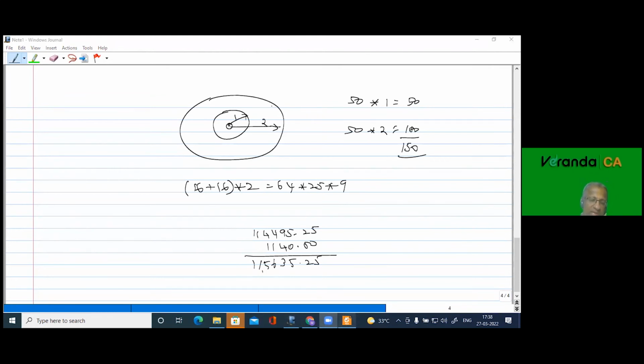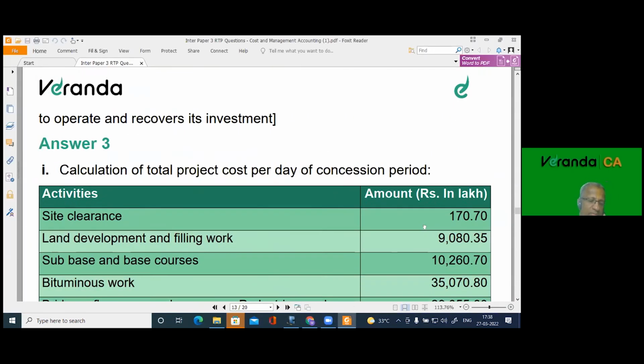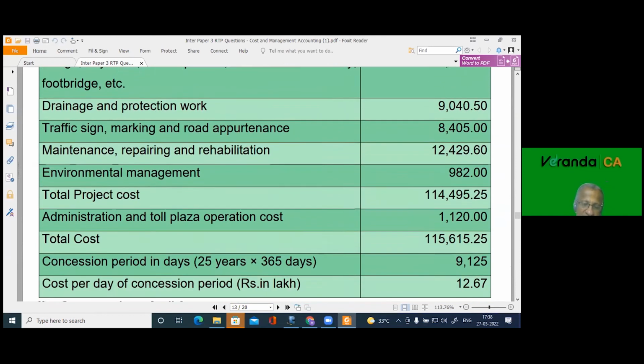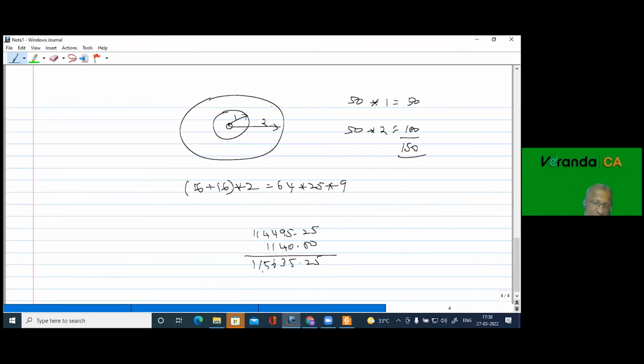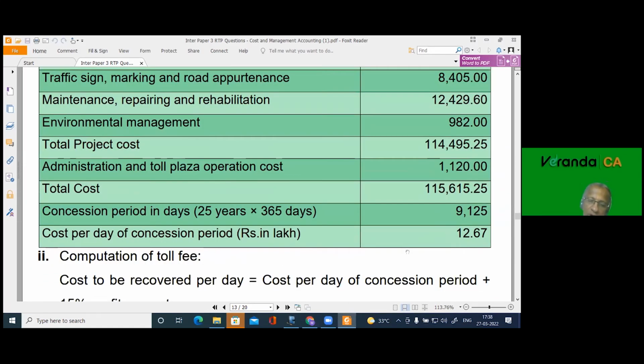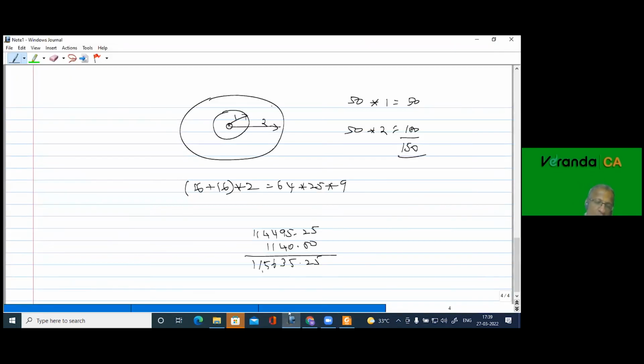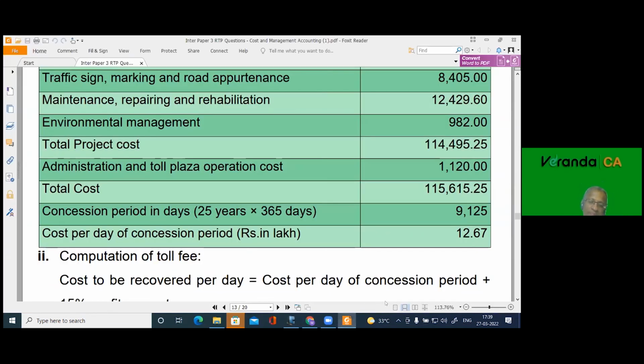So let us just see as how it has just come into our computation. They have repeated the entire thing. You just see 115615.25. I think I just taken wrong. 1120 it is. Okay, so 1156.25. So how is that they work out 25 years?